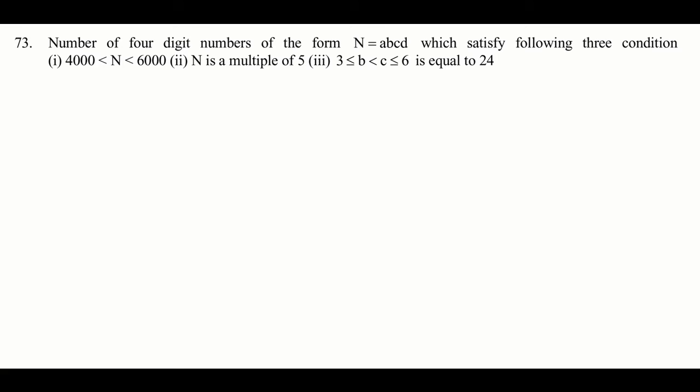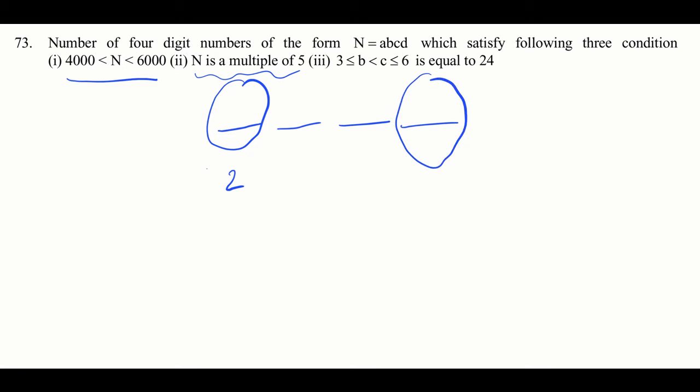Now this is a very simple problem. We have n having 4 digits. It has to lie between 4000 and 6000. Therefore in this place you can have either 4 or 5, so 2 ways for this, and it must be a multiple of 5. That means in the units place you can have 0 or 5, so again 2 ways for this.